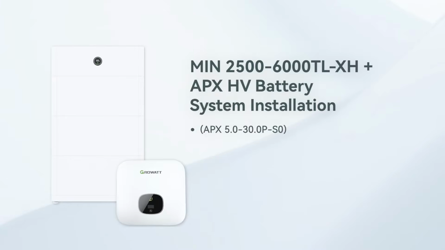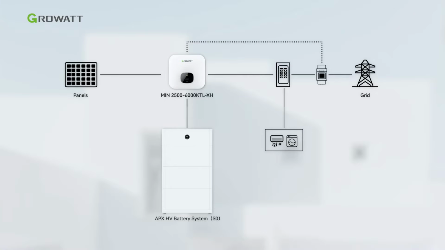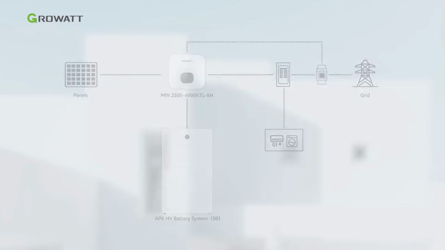Installation video of MIN XH inverter and APX HV battery system. The APX HV battery with P0 power module is compatible with Growatt MIN XH and MIN XH2 series inverters for the residential energy storage solution.